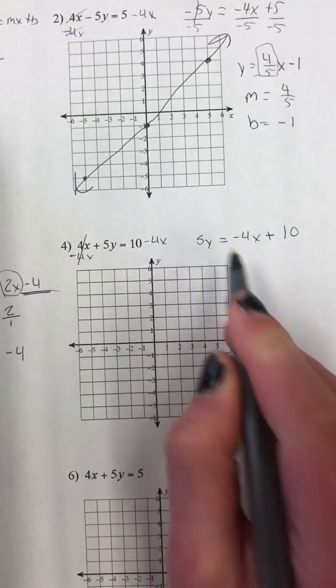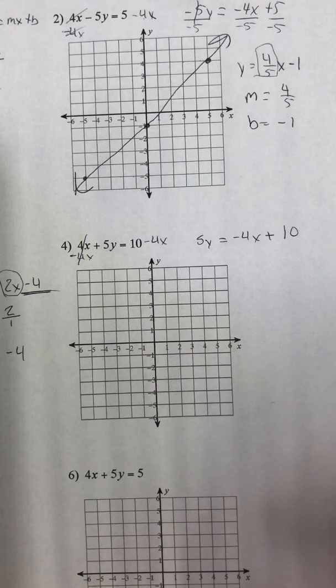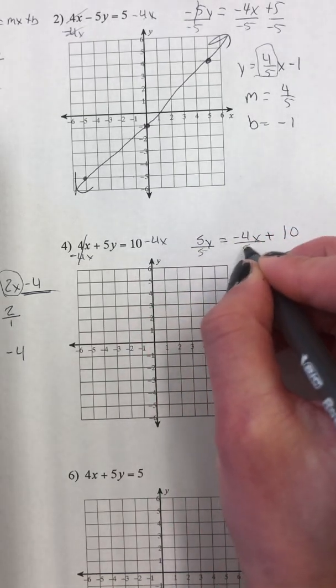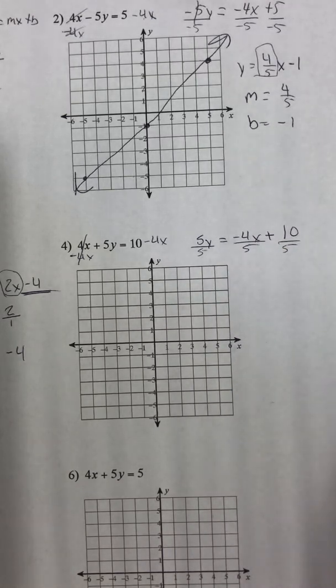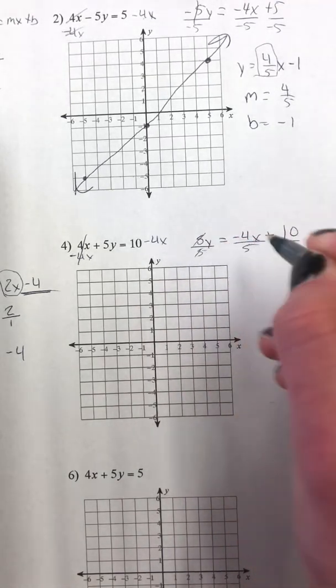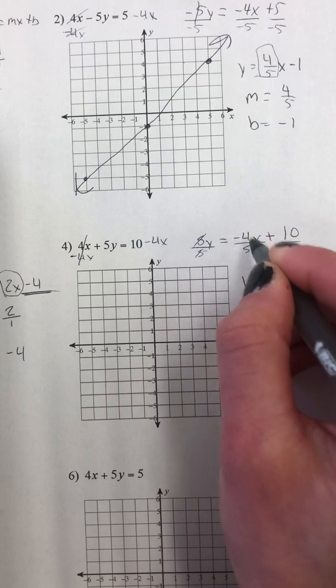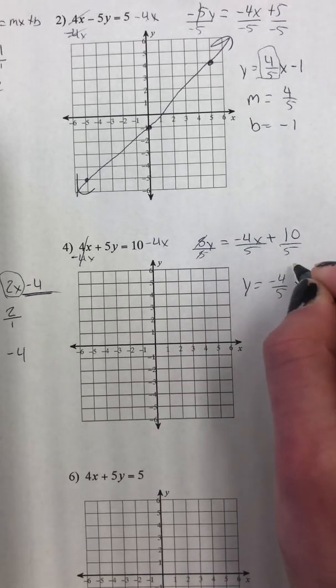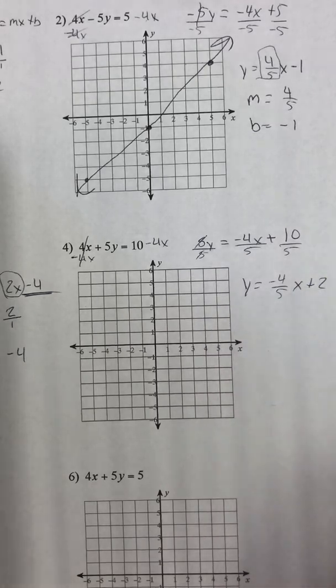This 5 is multiplying our y. We know this because it's directly next to it. So we're going to do the opposite. We're going to divide by 5. These 5s are going to cancel out, give me y equals -4 divided by 5 is -4/5. And 10 divided by 5 is +2.